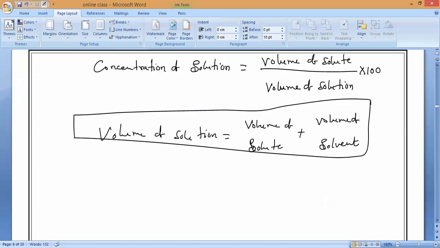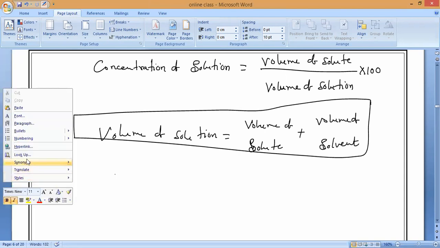So write the formula. Based upon the exam, they may ask either mass percentage or volume percentage. You have to observe very carefully and then proceed. In this formula, if anybody has any doubt, please kindly ask me.